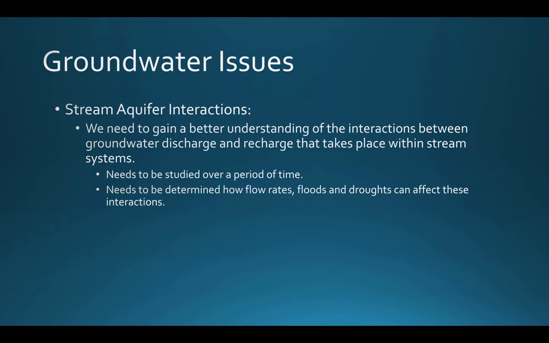Where does the recharge take place? How does it take place? How frequently does it take place within these watersheds and stream systems? So this needs to be studied over a much longer period of time. We need to be able to determine how the flow rates, how floods, how droughts can all affect these interactions. And these would be extensive studies that would need to be done here locally in the state of Kansas.